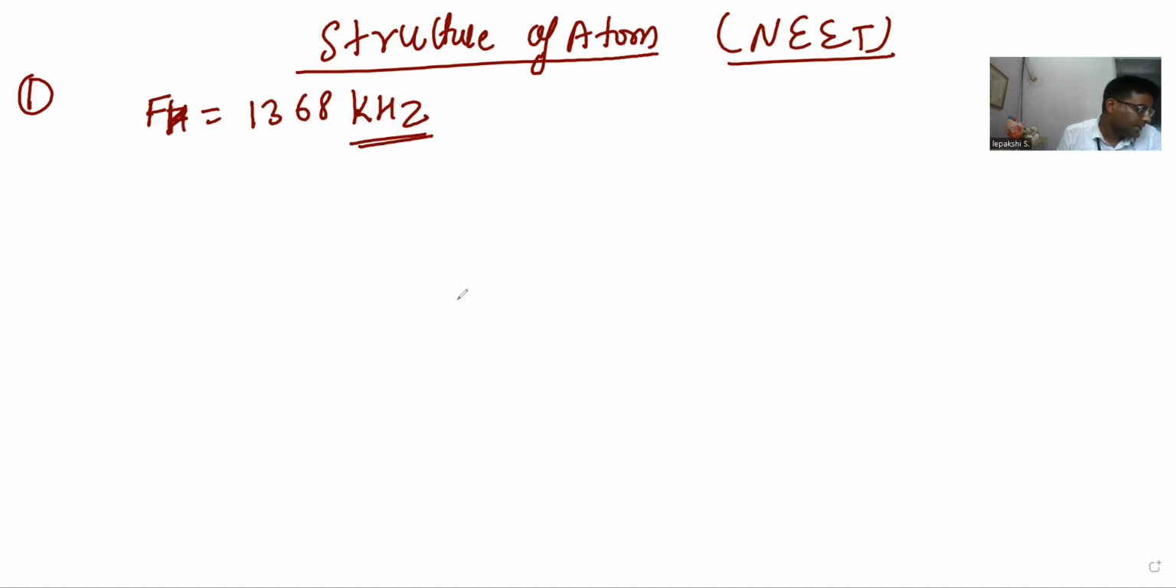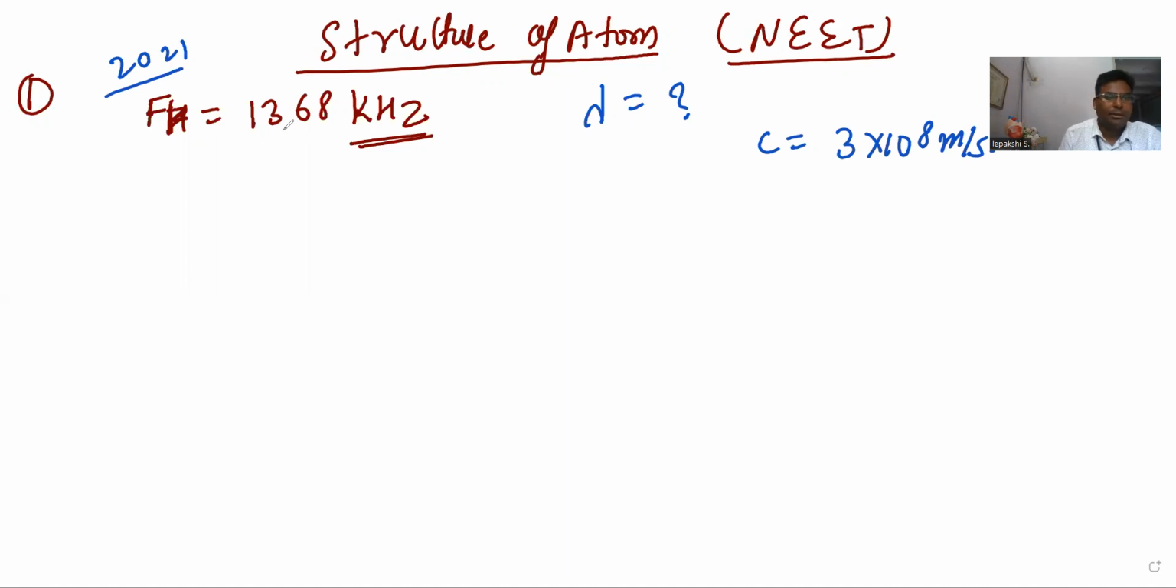Next, you have to find the wavelength, lambda, of the electromagnetic radiation emitted by the transmitter, and we know the speed of light, that is 3 × 10⁸ meter per second. It was asked in NEET 2021. So look at the first question.